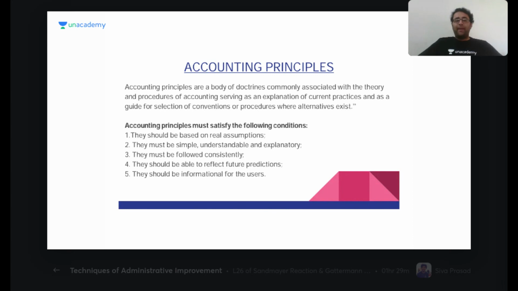Application of principles must satisfy the following condition. They must be based on certain assumptions. Now, before we start into this, what do you mean by principles? I explained this in part one as well. You can go back and refer to that, but quickly, what do you mean by principles? Principles are certain ideologies or doctrines. Doctrines mean nothing else but beliefs that certain things exist that you need to follow consistently in order to get better results.